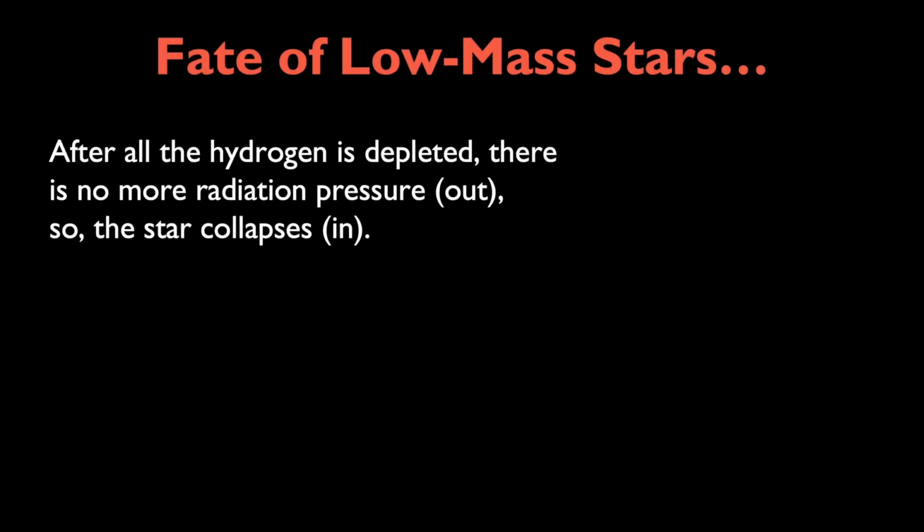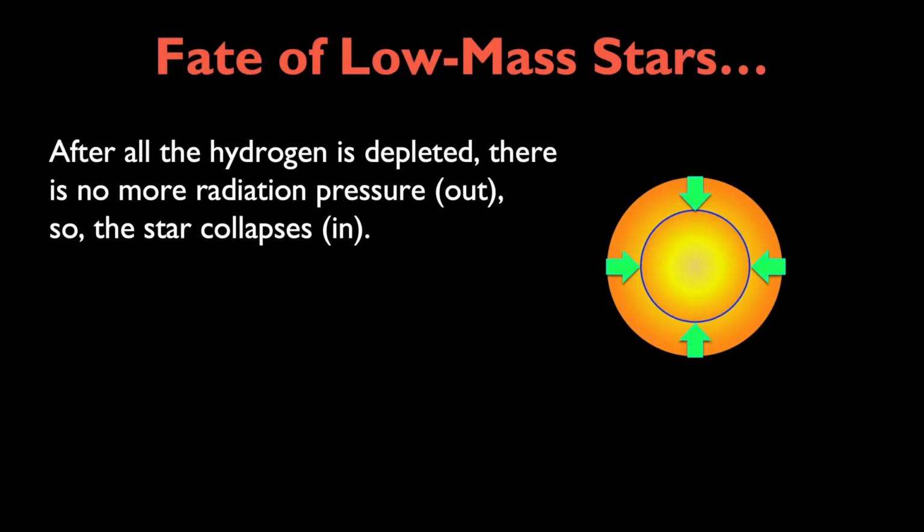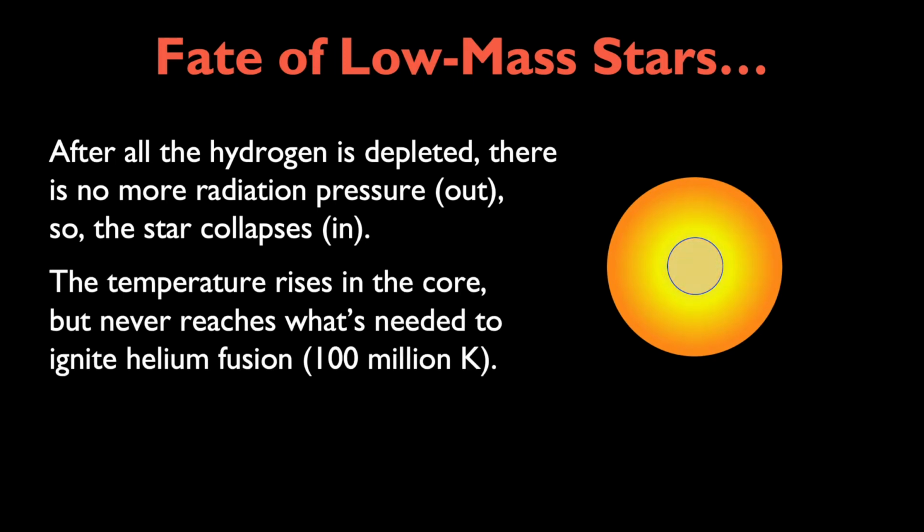Once the hydrogen is depleted, there is no more radiation pressure pushing out from the core of the star to balance against the star's weight, so the star collapses inwards. The temperature in the core rises as a result of this, but it never reaches the necessary temperature to kickstart helium fusion, which is 100 million Kelvin.